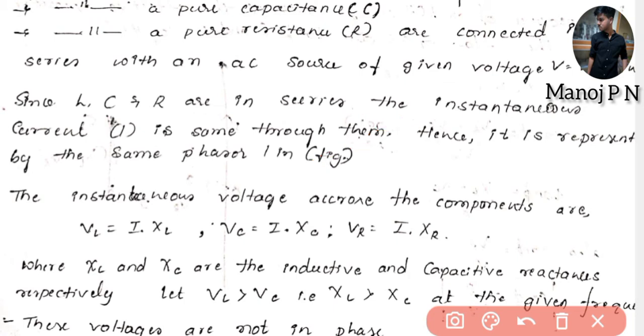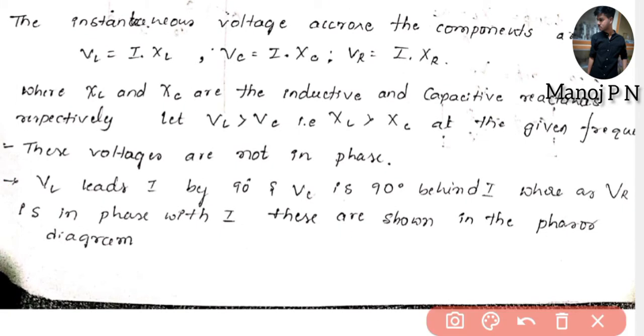The instantaneous voltages across the components are VL equals I into XL, VC equals I into XC, and VR equals I into R, where XL and XC are the inductive and capacitive reactances respectively. Let VL be greater than VC. Since VL is greater than VC, XL will be greater than XC, because VL is the voltage across the component with XL and VC is across the one with XC, at this given frequency.